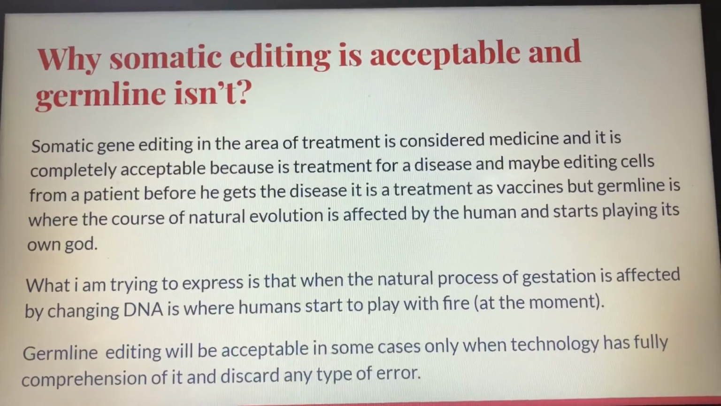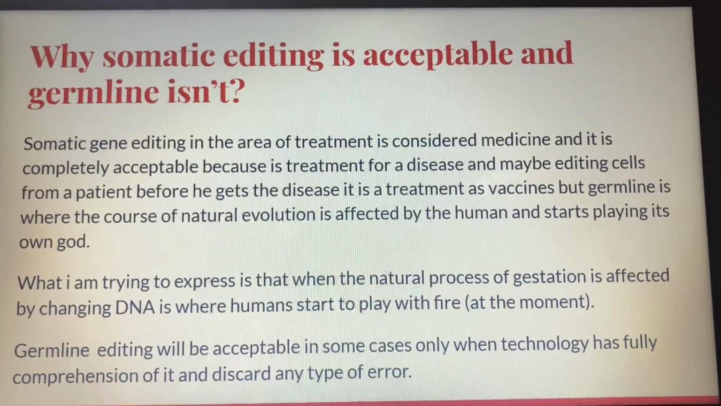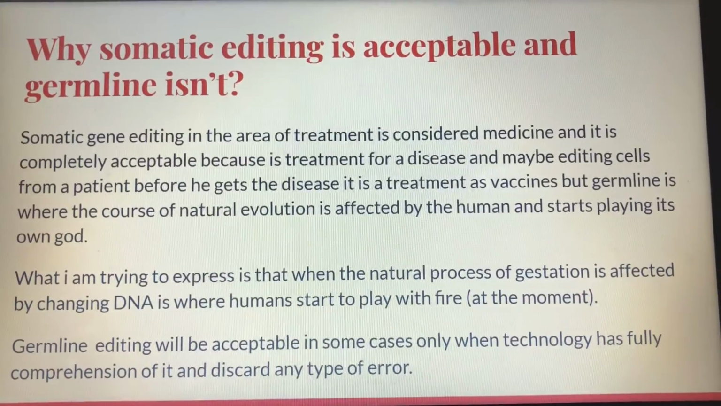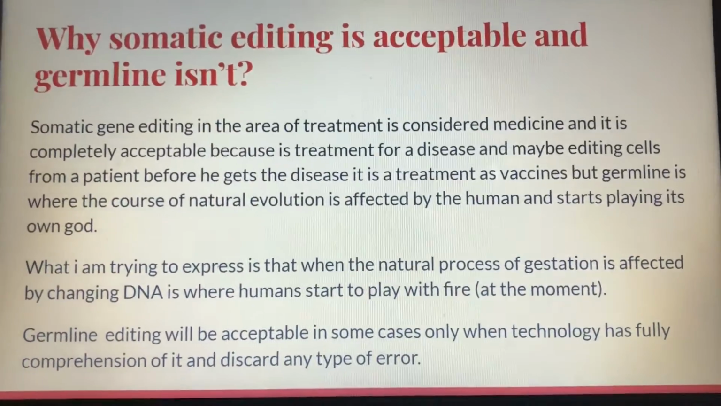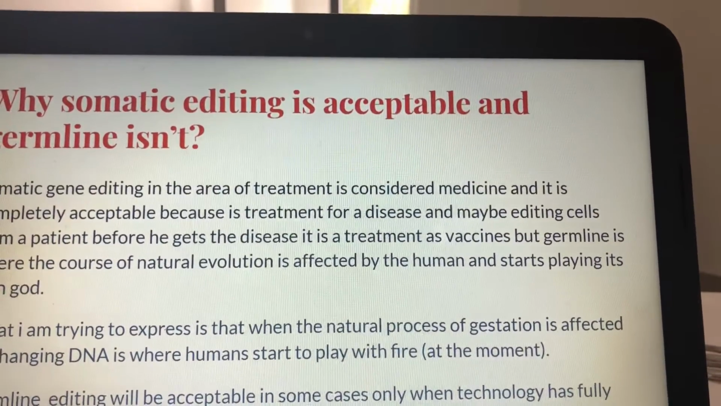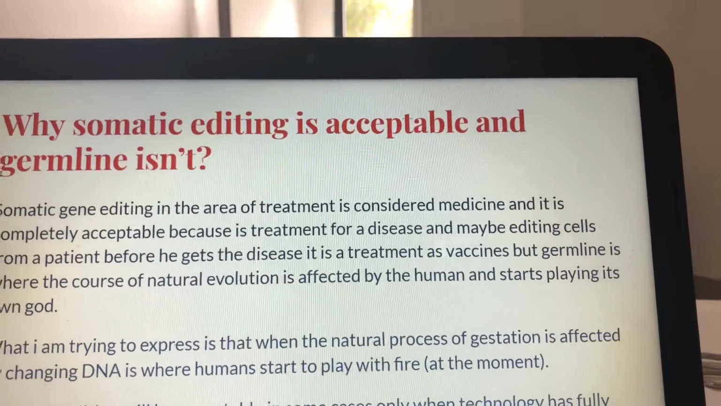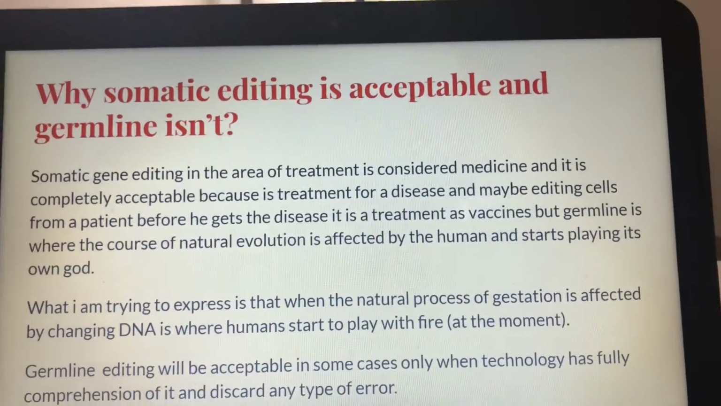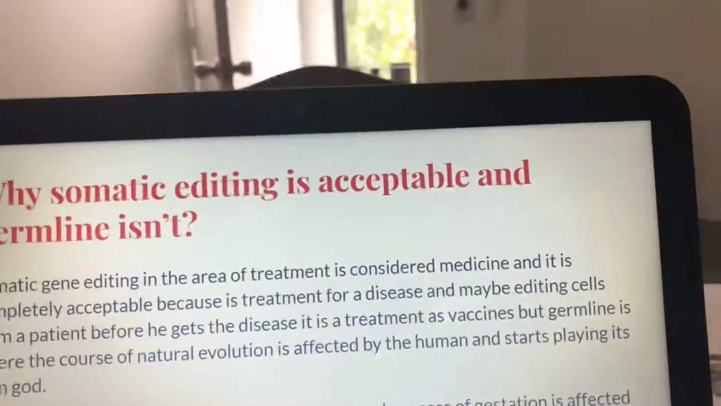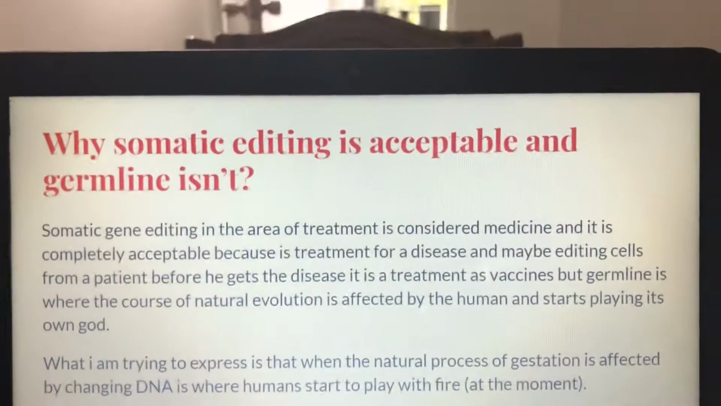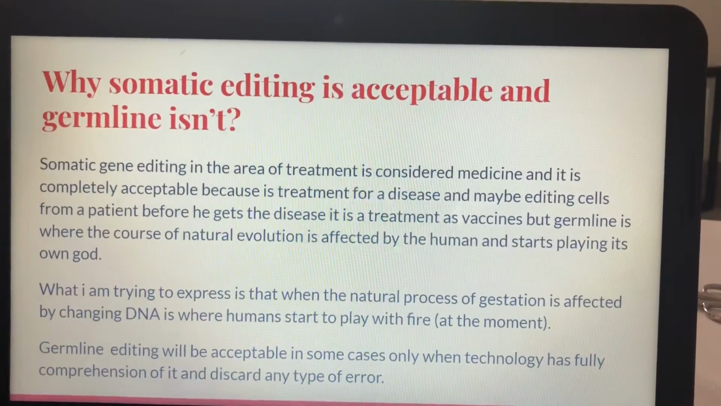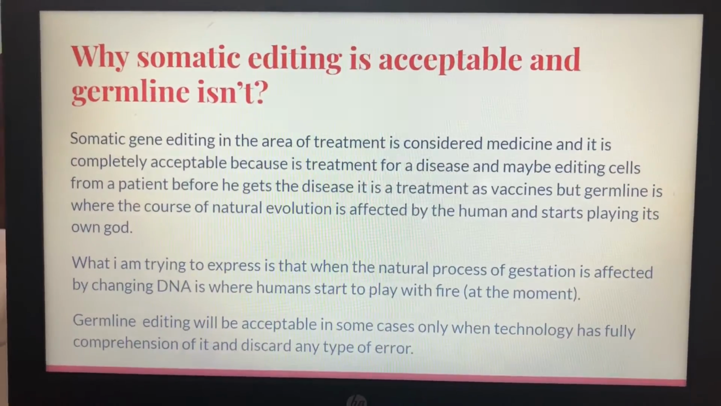What I'm trying to express is that the natural process of gestation being affected by changing DNA is where humans start to play with fire. I say at the moment because right now we don't have the ability or the knowledge to know what will happen. There have been scientists in Florida that released a bunch of mosquitoes without any clue what would happen. I mean, that kind of stuff.